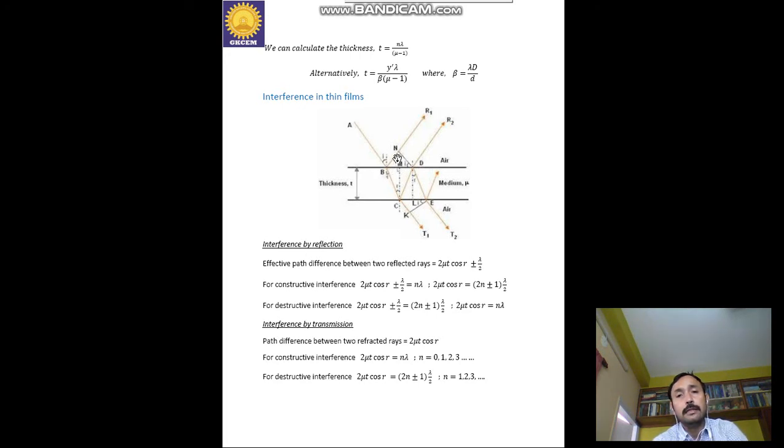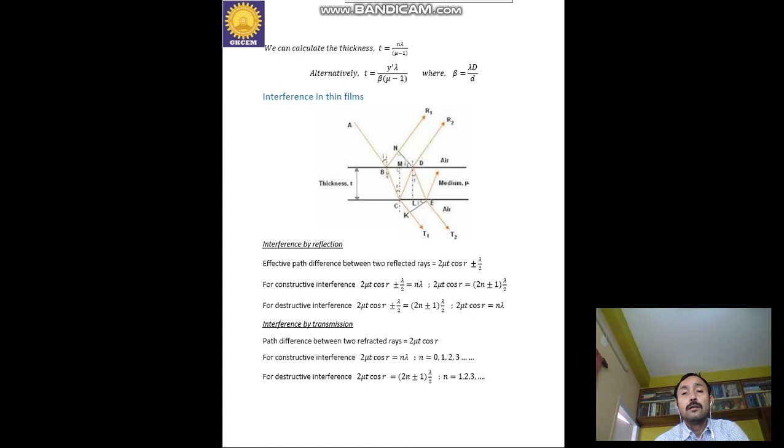This path difference is BN. So when there is a path difference, there is a phase difference definitely. Depending upon the path difference, the phase difference will produce either a bright fringe or a dark fringe.